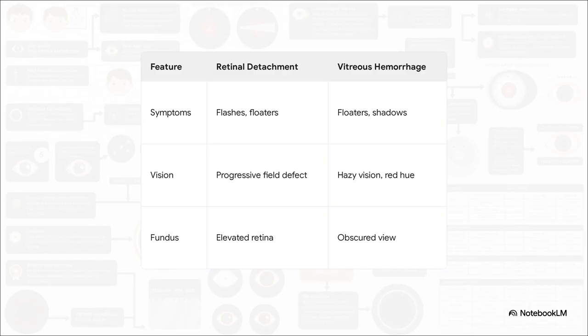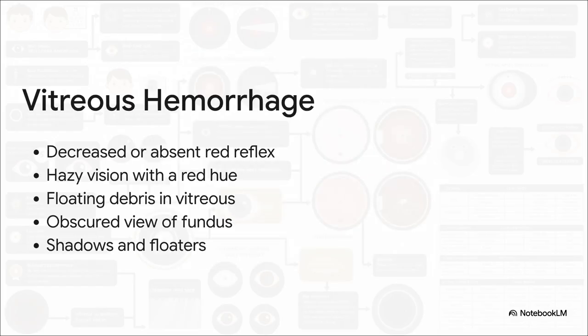Vitreous hemorrhage, however, presents with hazy vision or a red hue, floaters, shadows, a decreased or absent red reflex, and crucially, an obscured view of the fundus due to floating red blood cell debris. A really classic presentation here involves diabetic eye complications. If a diabetic patient has sudden vision loss, loss of fundus details, and floating debris with a dark red glow, you should immediately suspect vitreous hemorrhage.